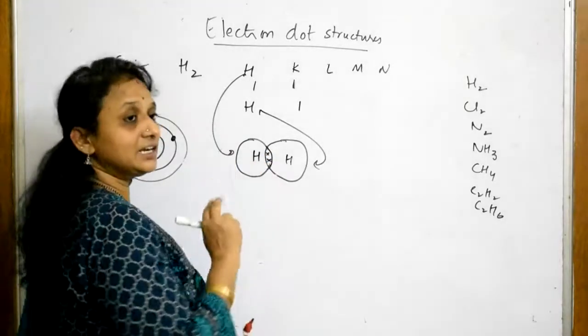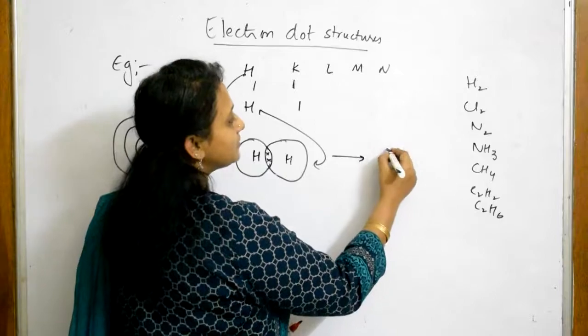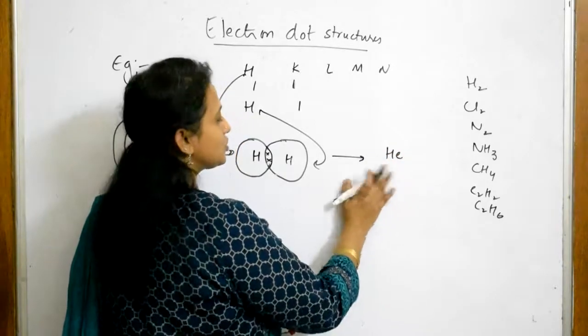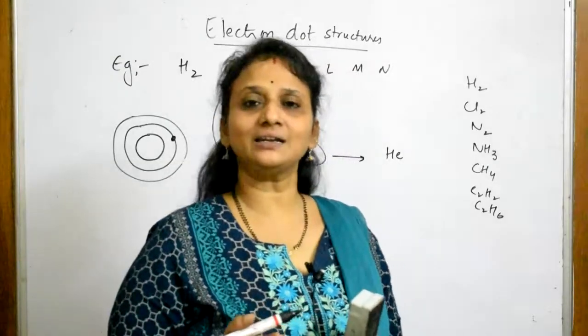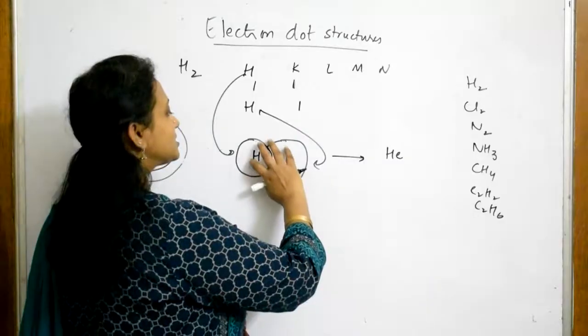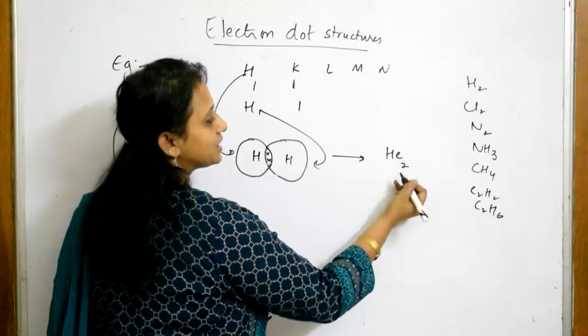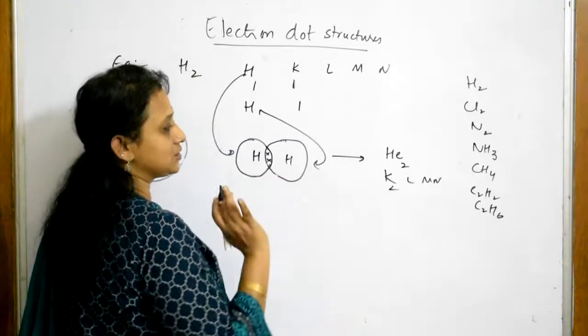Now they are attaining 2 electrons. 2 electrons means a stable configuration, that is helium. Whichever element tries to share, they combine to get inert gas configuration. Inert means stable configuration. This configuration is compared to helium, atomic number 2, K, L, M, N: 2. So here also 2, and here also 2.